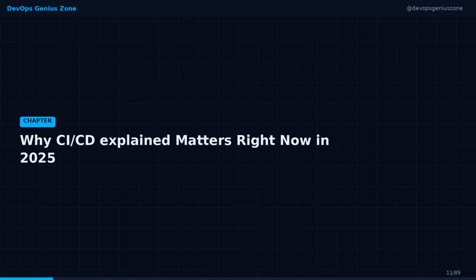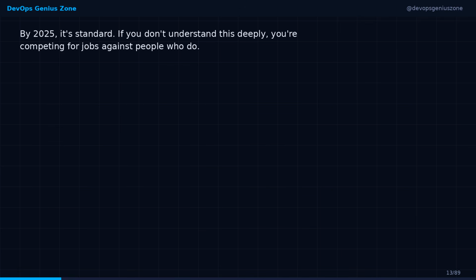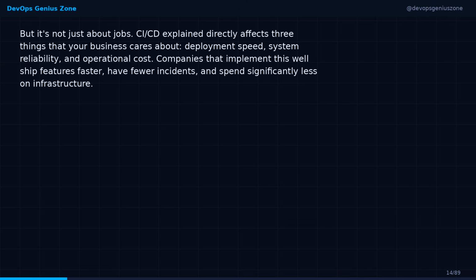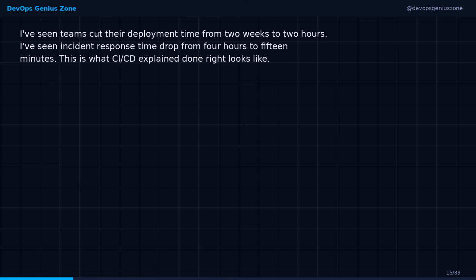Let's get into it. Here is the context you need. The industry has shifted dramatically. In 2020, maybe 1 in 5 companies was running CI/CD explained in production. By 2025, it's standard. If you don't understand this deeply, you're competing for jobs against people who do. But it's not just about jobs. CI/CD explained directly affects 3 things that your business cares about: deployment speed, system reliability, and operational cost. Companies that implement this well ship features faster, have fewer incidents, and spend significantly less on infrastructure.